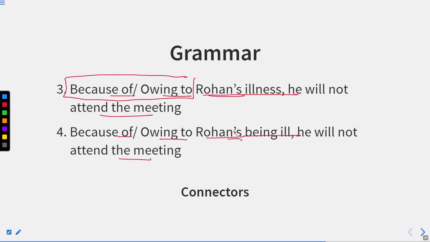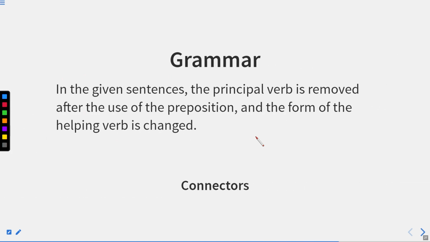Now, here it is Rohan's, not Rohan. It is not a pronoun, it is a possessive case before the word being. So, owing to Rohan's being ill, he will not attend the meeting, or because of Rohan's being ill, he will not attend the meeting. So, these are several structures where we can use prepositions to join two sentences together. Whereas in our earlier sentences, we read how to join those sentences with the help of conjunctions and what should be the structure after that. I hope you understand this point.